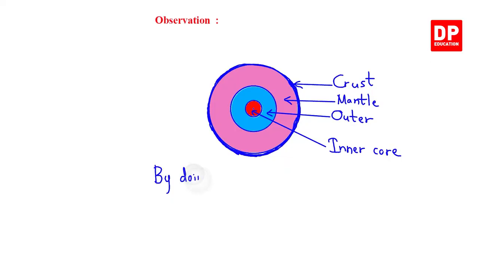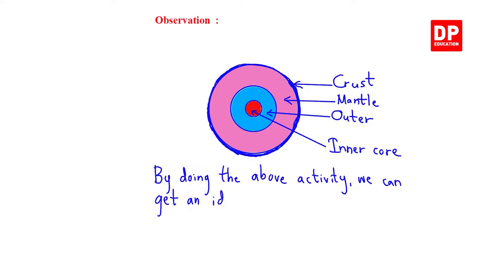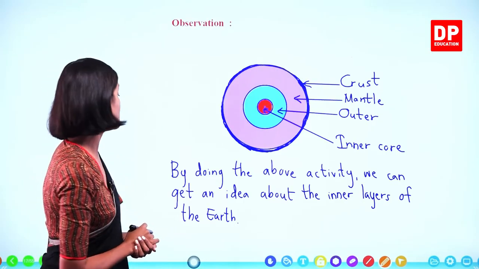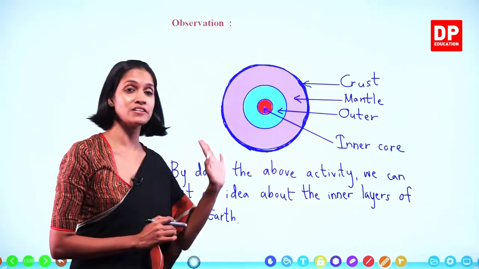By doing the above activity, we can get an idea about the inner layers, the layers of the earth. Right, children? By doing the above activity, we can get an idea about the inner layers of the earth, right? So you all can do this activity very easily.